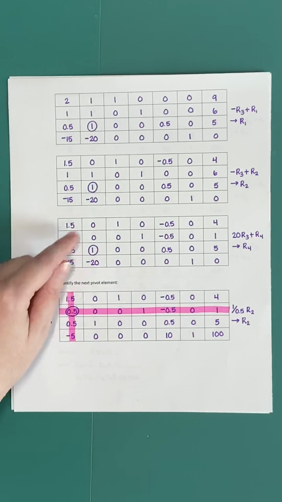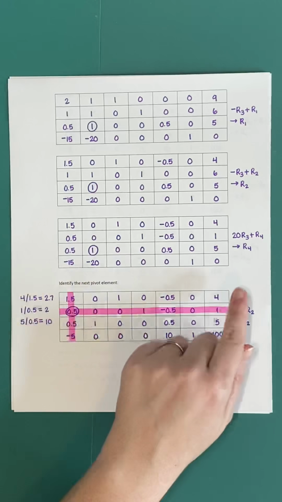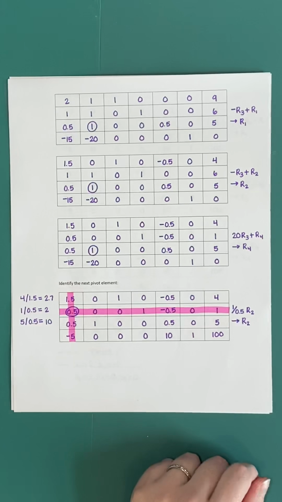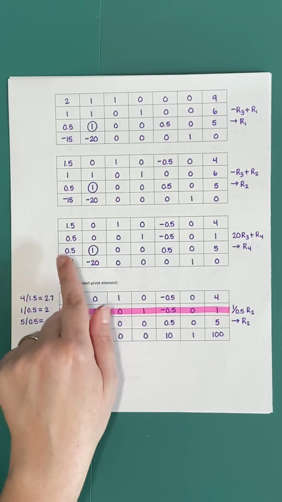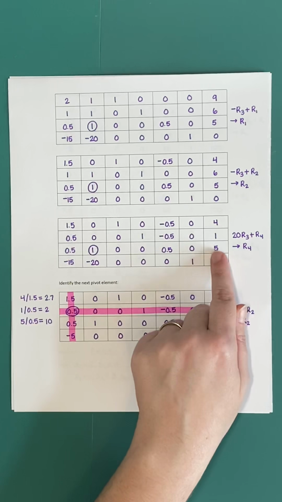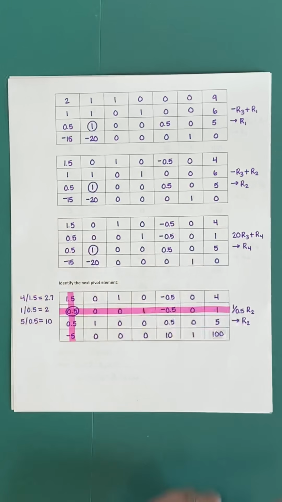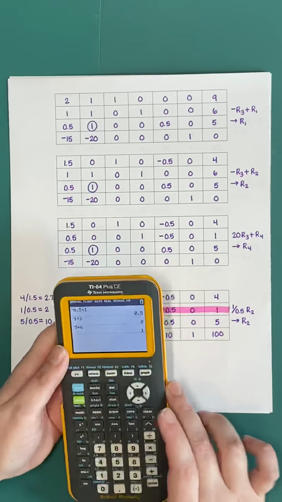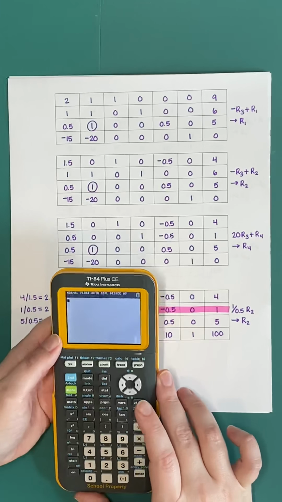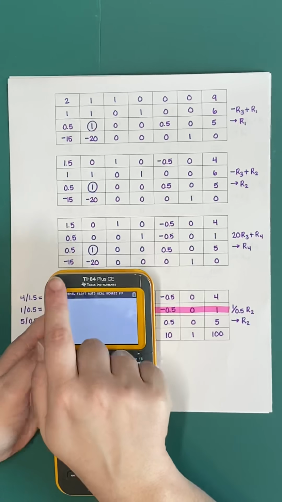Okay, so row 1 and row 2, those are not changing. We're going to leave those. You can just copy and paste those. We're not technically changing row 3. We're using it in order to change row 4. So 20 times row 3 plus row 4 into row 4. So let's start over here.